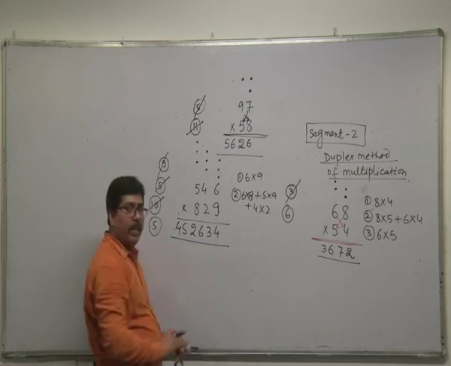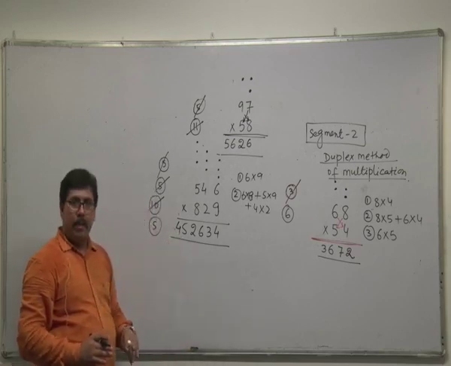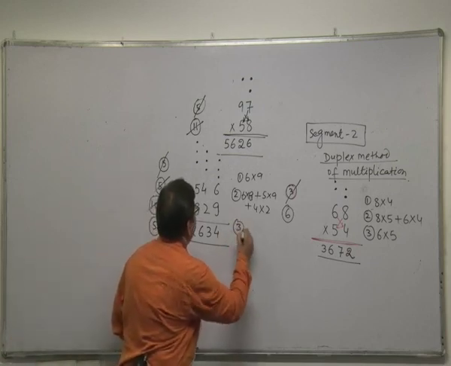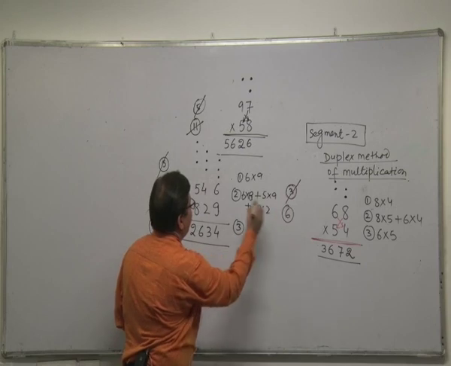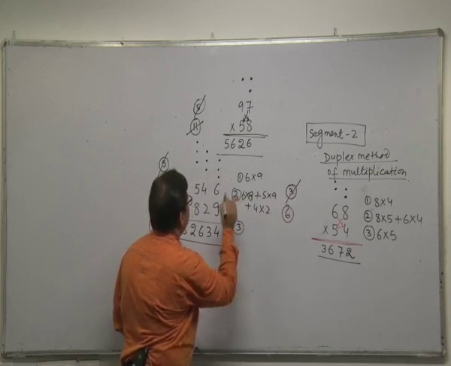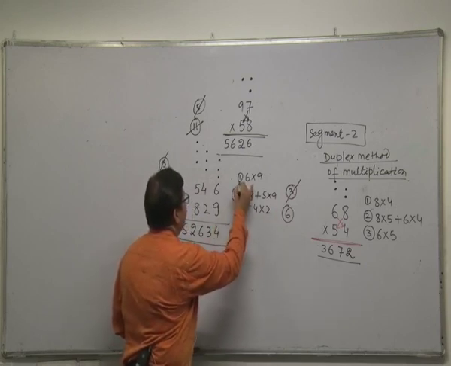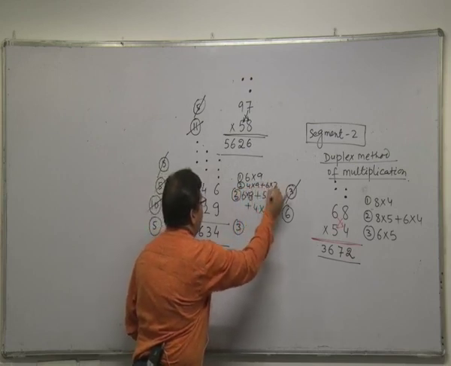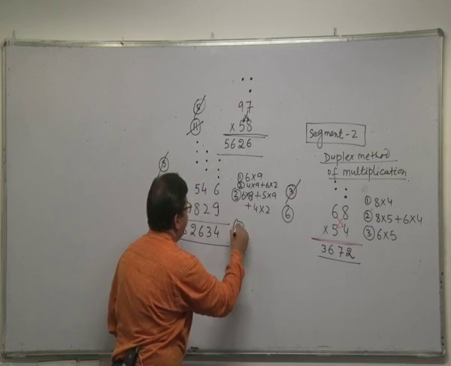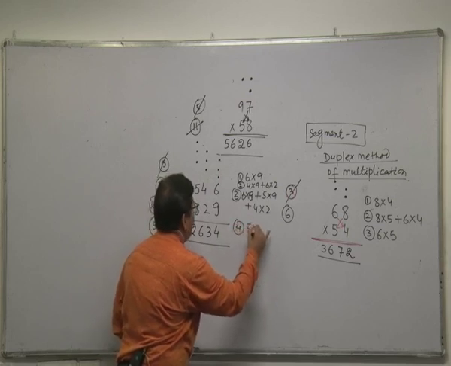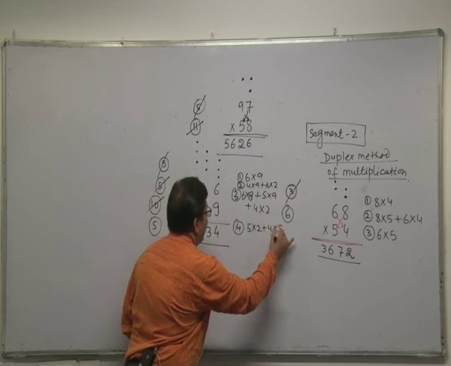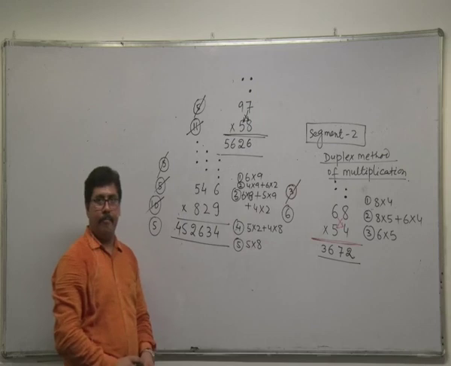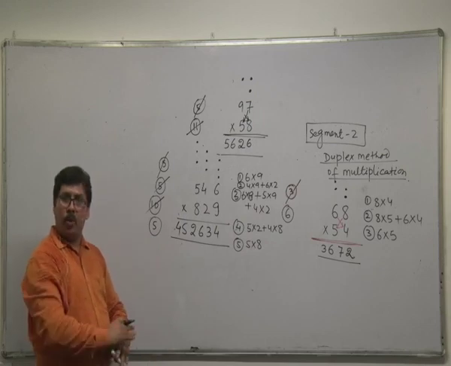So I'm just writing step number 3, 4 and 5 for your revision purpose. Step number 3 is, this is step number 3 rather. Step number 2 is 4 into 9 plus 6 into 2. And the step number 4 is 5 into 2 plus 4 into 8. And the last step is 5 into 8. I hope this is fine.